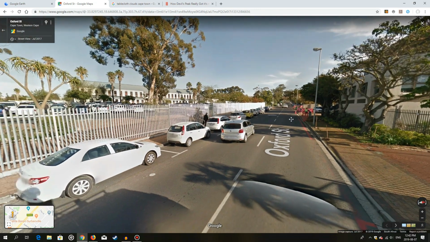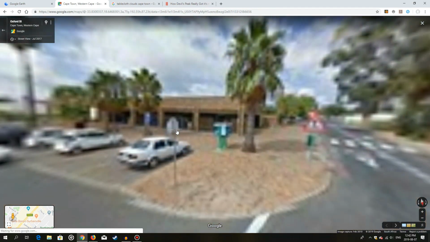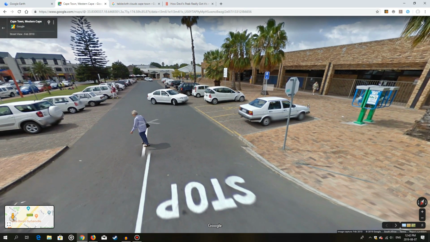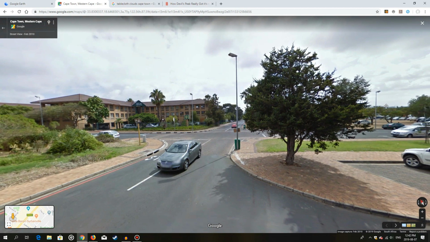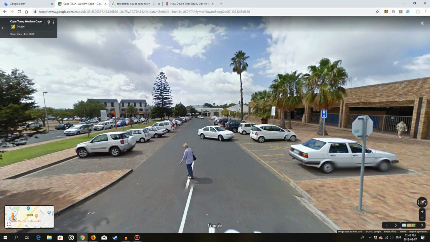Let's just jump down the street here. There you can see the post office as well, right there, and sort of just the general parking areas. This is of course out of date again. This is 2010 now, so it's even older.